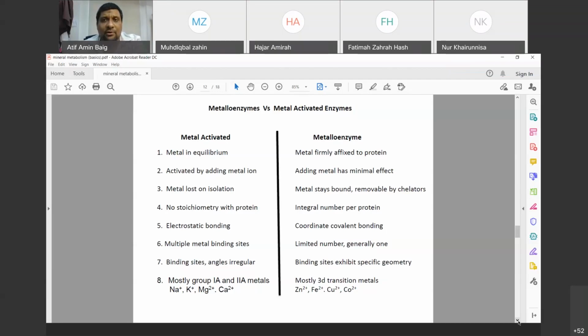This table is very important. Please, I'm highlighting a few things. This table is very important. Please do go through this before your exams, inshallah. It's a very important table.